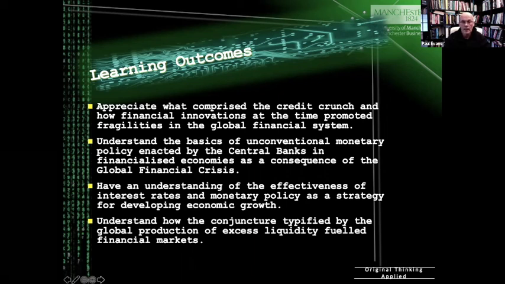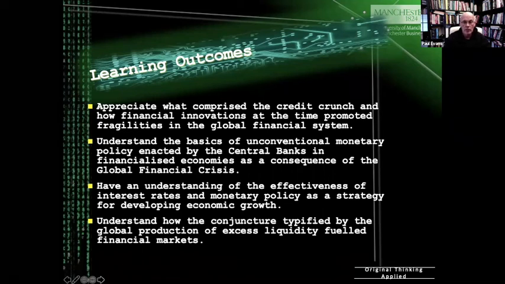Have an understanding of the effectiveness of interest rates and monetary policy, i.e. what I've just described. Did it work? Well, given the $37 trillion that were invested into the economy in terms of additional liquidity, it's a judgment call as to whether or not you think it was effective. 2% growth globally for 37 trillion doesn't strike me as being a very good investment.